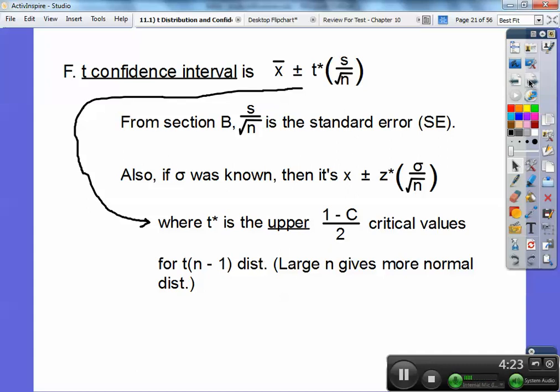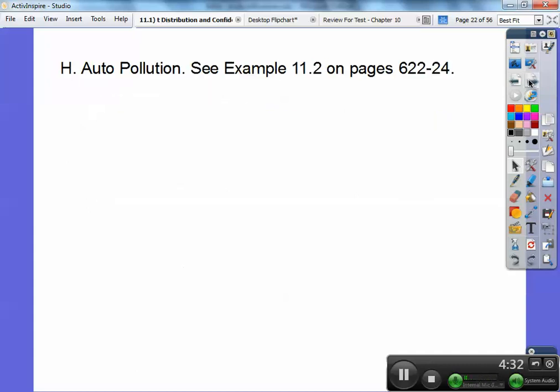And then t is the upper 1 minus c critical value for the t distribution with n minus 1 degrees of freedom. I'll show you in just a second. Larger n values give more closely normal curves.